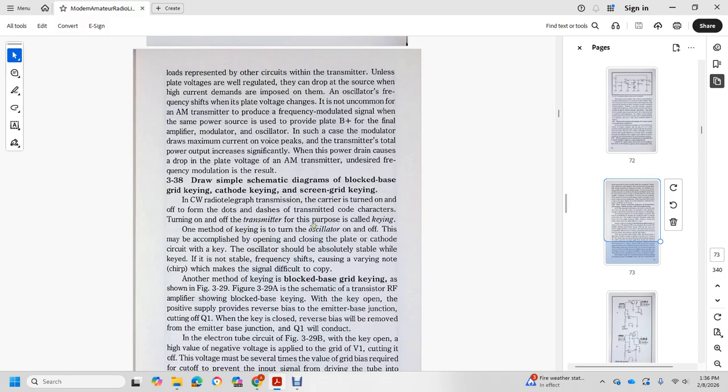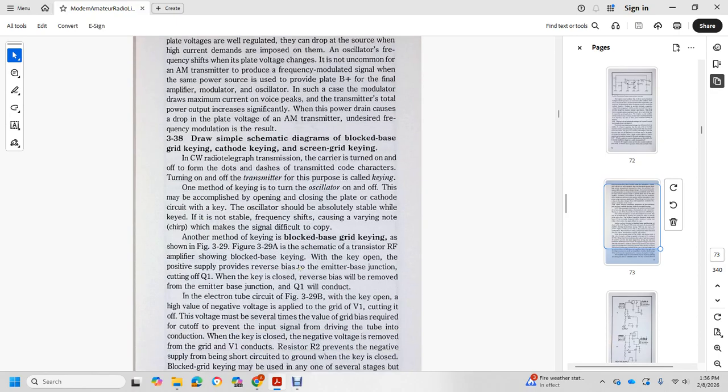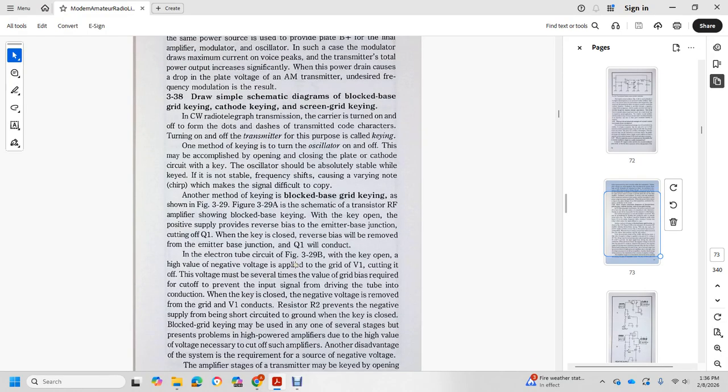One method of keying is turning an oscillator on and off. It may be accomplished with the opening and closing of the plate or cathode circuit with the key to the oscillator. The oscillator should be absolutely stable. While keyed it is not stable, the frequency shifts with a varying note or chirp, which makes the signal difficult to copy. Another method of keying is block base keying.